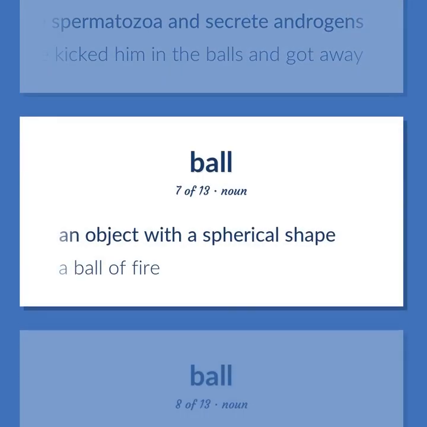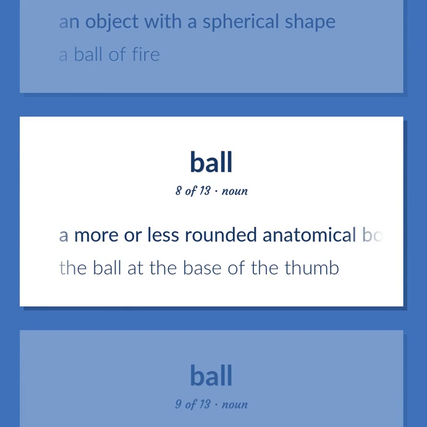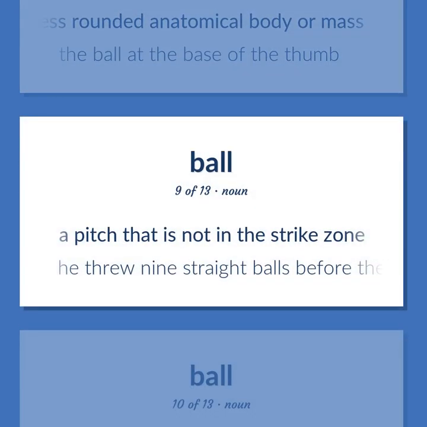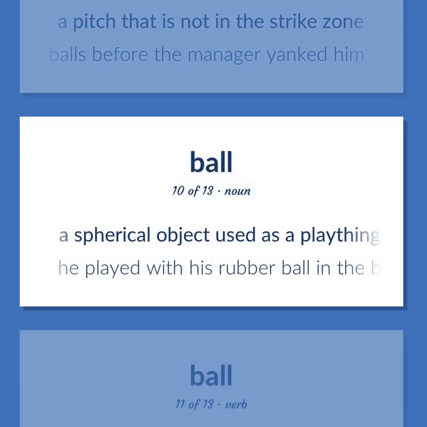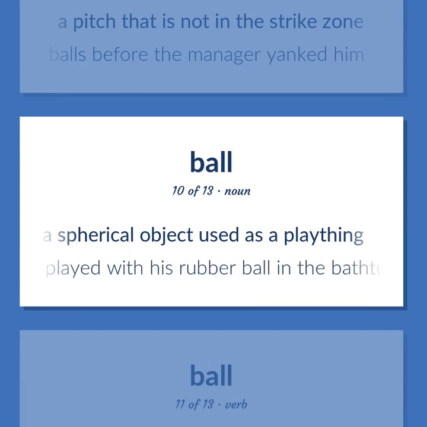An object with a spherical shape. A ball of fire. A more or less rounded anatomical body or mass. The ball at the base of the thumb. A pitch that is not in the strike zone. He threw nine straight balls before the manager yanked him. A spherical object used as a plaything. He played with his rubber ball in the bathtub.